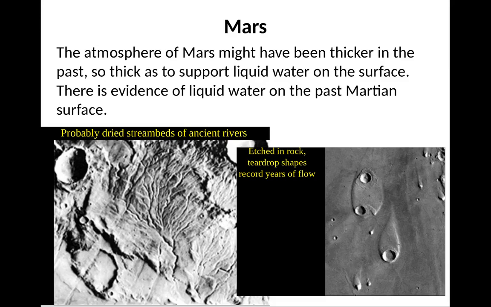The atmosphere of Mars must have been thicker in the past. It was so thick it could probably support liquid water on the surface. So there's evidence of liquid water on past Mars. For instance, you see evidence of what looks like ancient dry riverbeds, or also etched rocks. Basically, you see these teardrop shapes. This is indicative of flowing water.